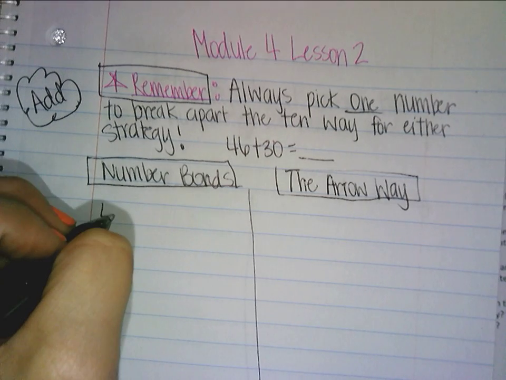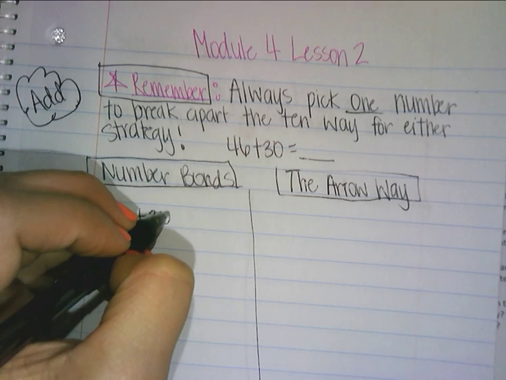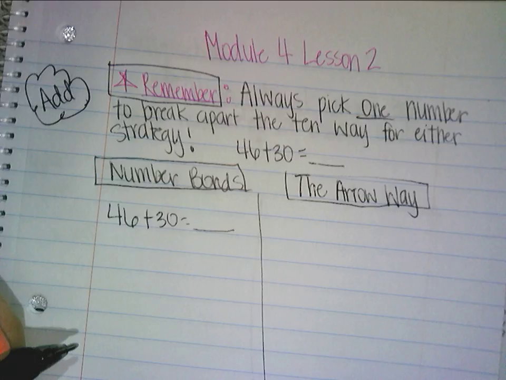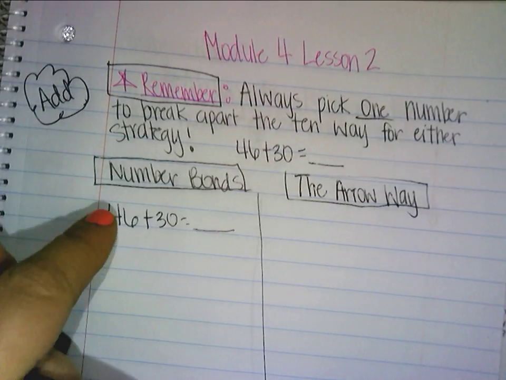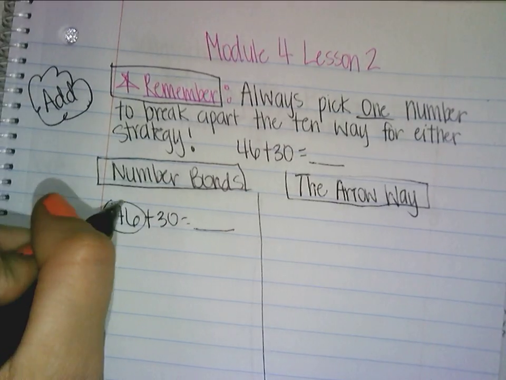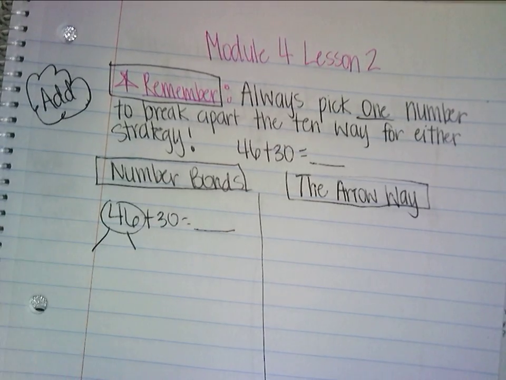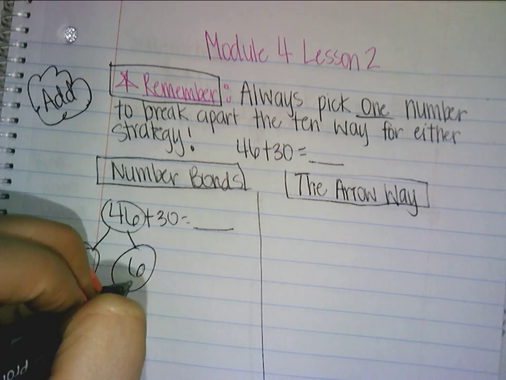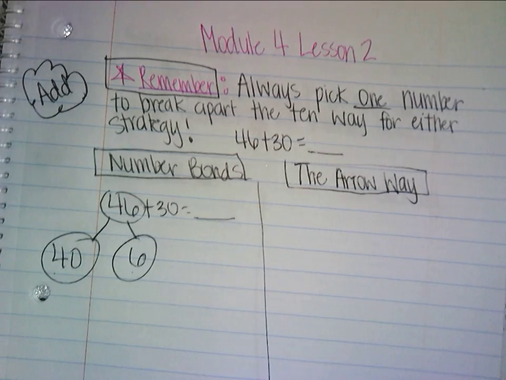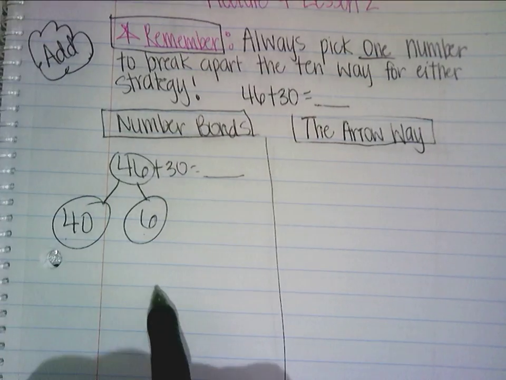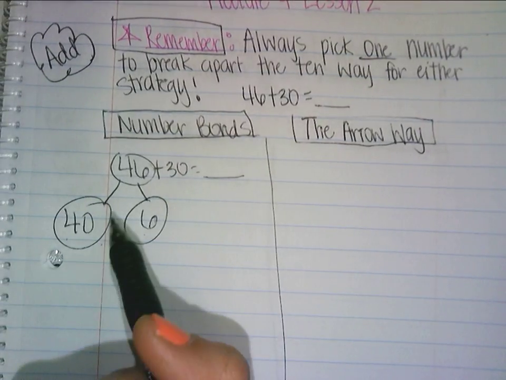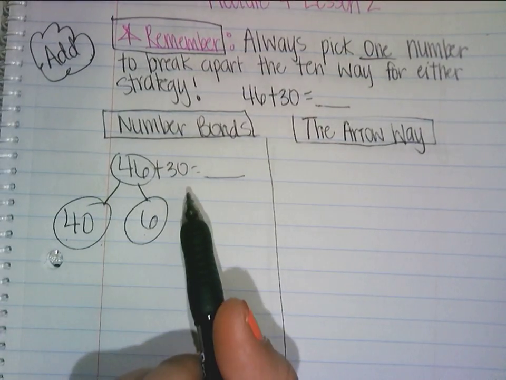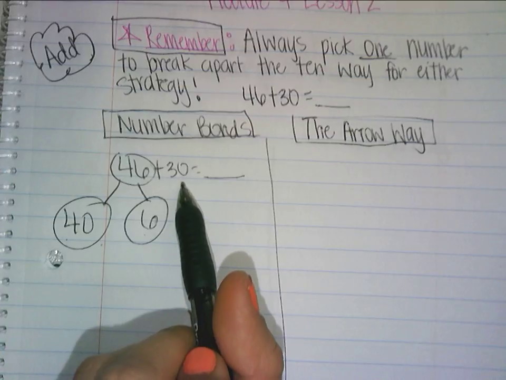Once again, it doesn't matter which number you choose. You just pick one number to break apart. So I'm going to choose to break apart 46. I'm going to make a number bond, written the 10 way: 4 tens, 6 ones. 4, 10, 6 would be the 10 way. Now, since you broke apart 46, you add it to the other number left over.